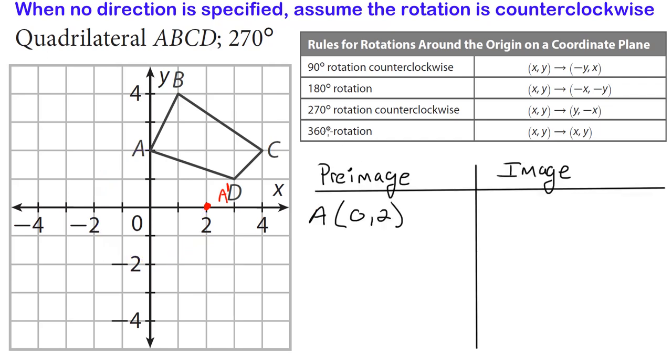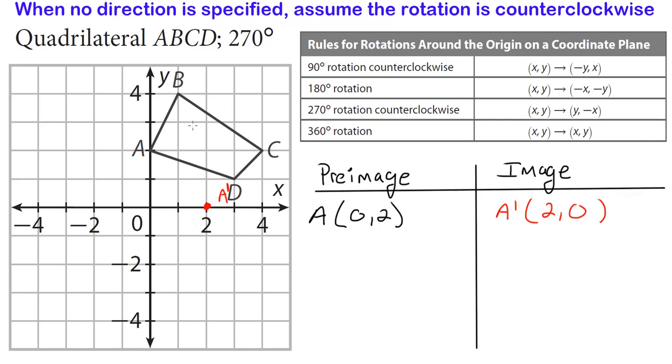So if you look at the algebraic rule for a 270-degree rotation counterclockwise, it says x comma y becomes y comma the opposite of x. So let's take a look. Our pre-image of A was at 0 comma 2, and our image of A prime is now at 2 comma 0, which the y value switched, and -0 is still just 0. So this is working so far.